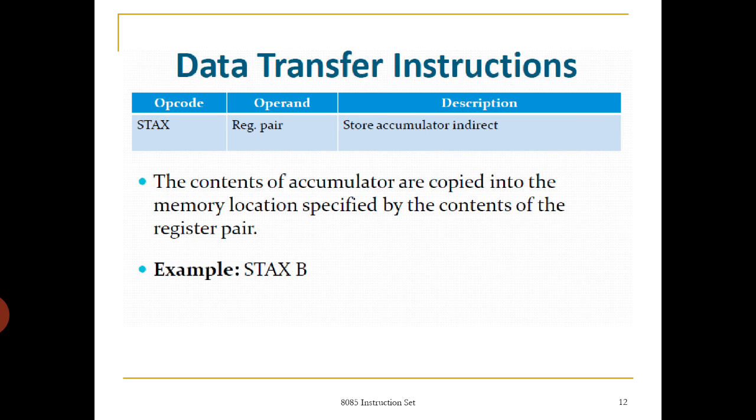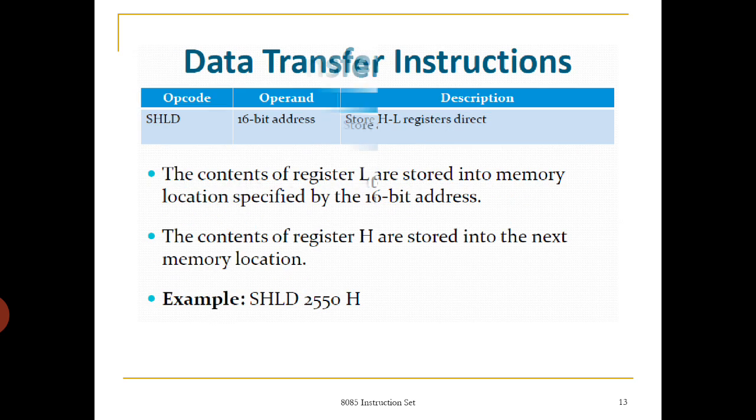Then the next data transfer instruction is STAX, store accumulator indirect. The contents of the accumulator are copied into the memory location specified by the contents of the register pair. So the example is STAX B. X means it always comes with a pair. How many register pairs? B, C, D, E, H, L. Okay, so these are the registers, meaning register pairs.